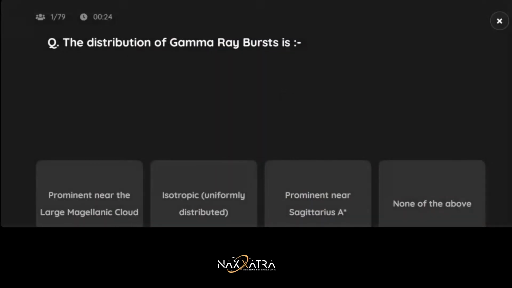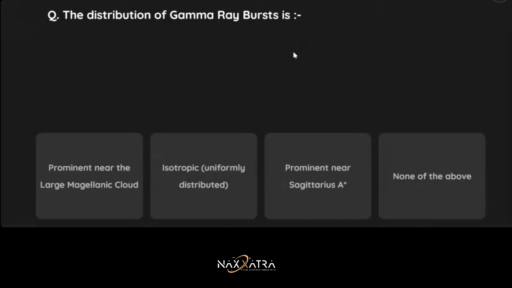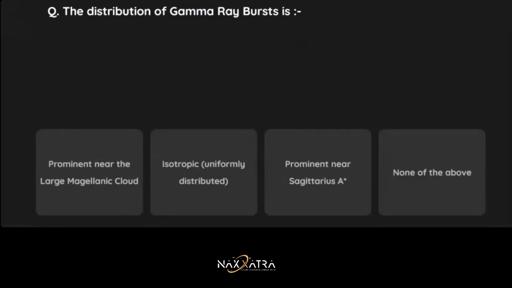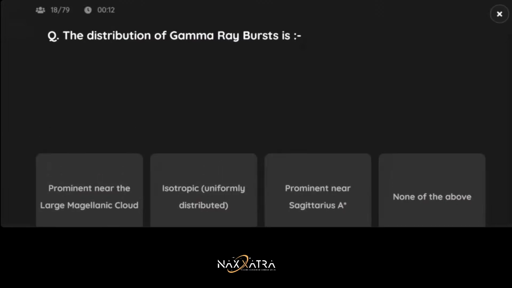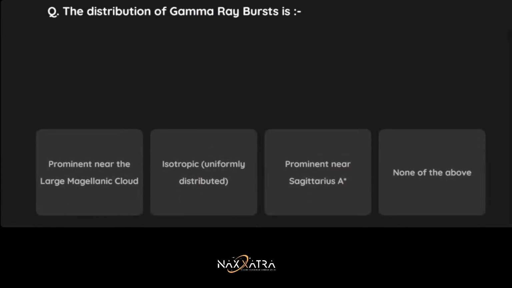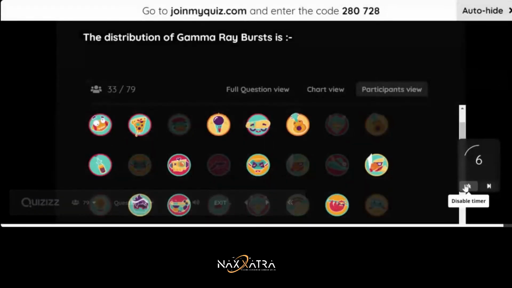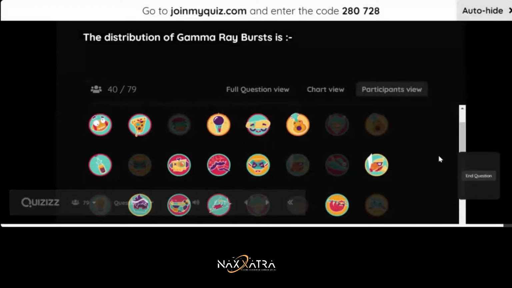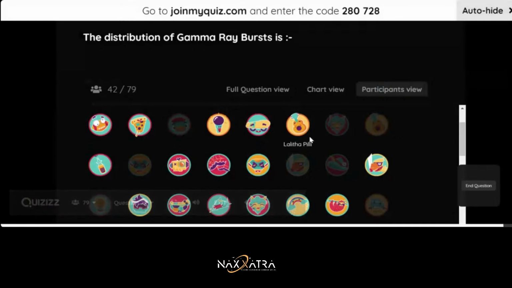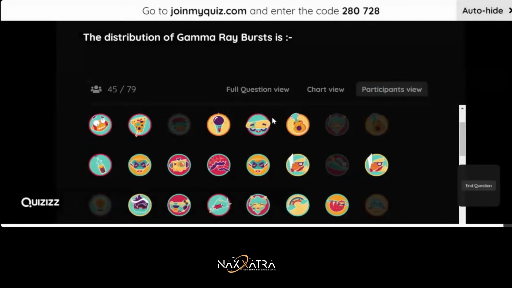The distribution of gamma ray bursts is: prominent near the Large Magellanic Cloud, isotropic or uniformly distributed, prominent near Sagittarius A, or none of the above. I'll give 10 seconds extra. I'm stopping the responses in 5, 4, 3, 2, and 1.